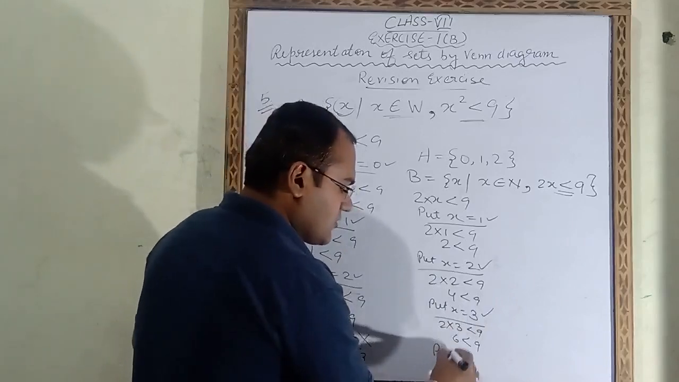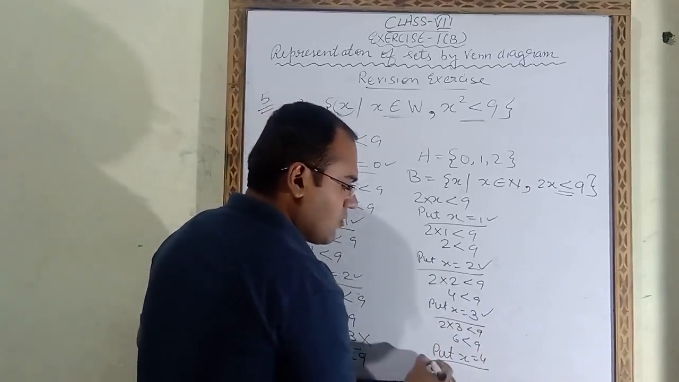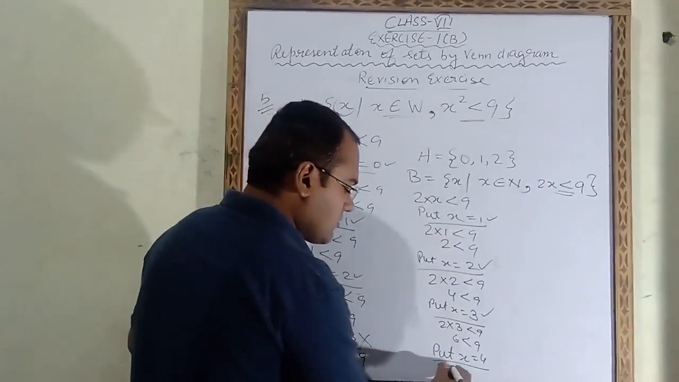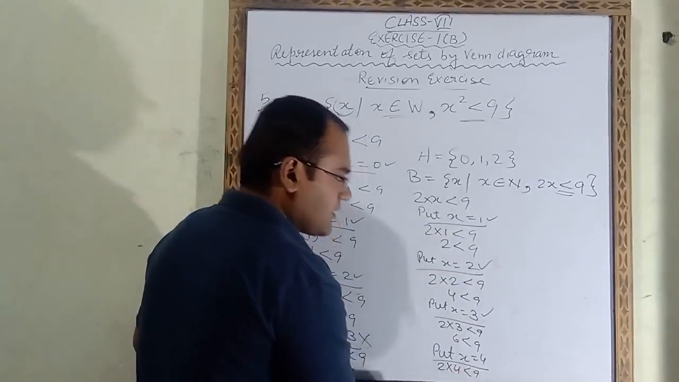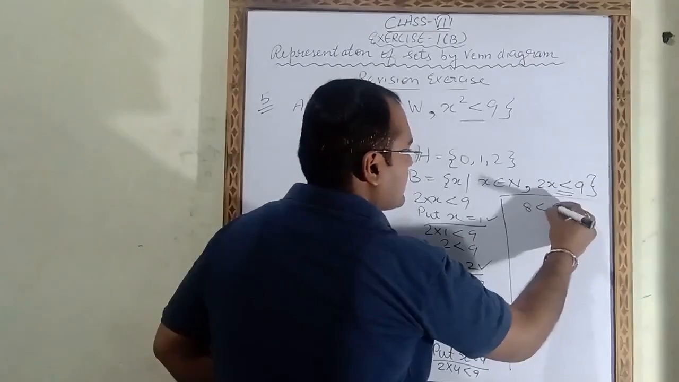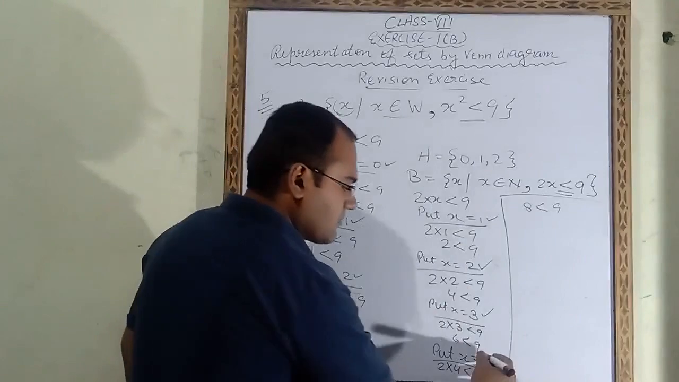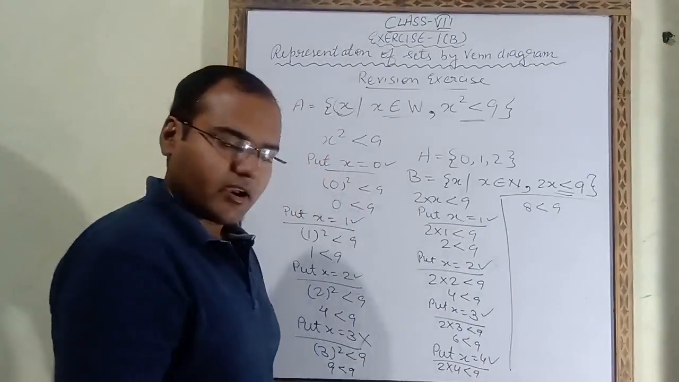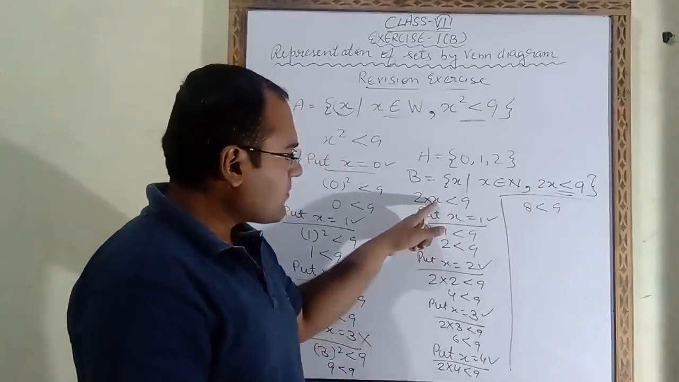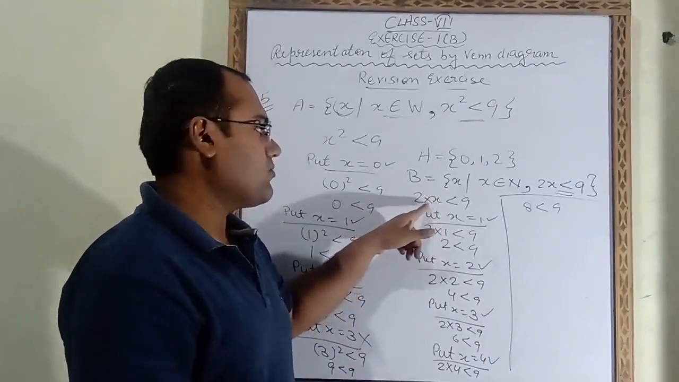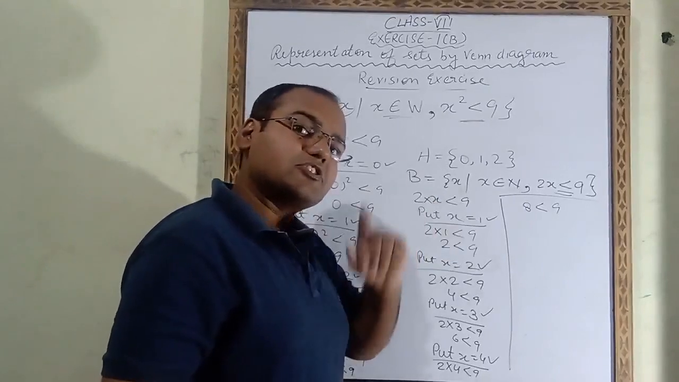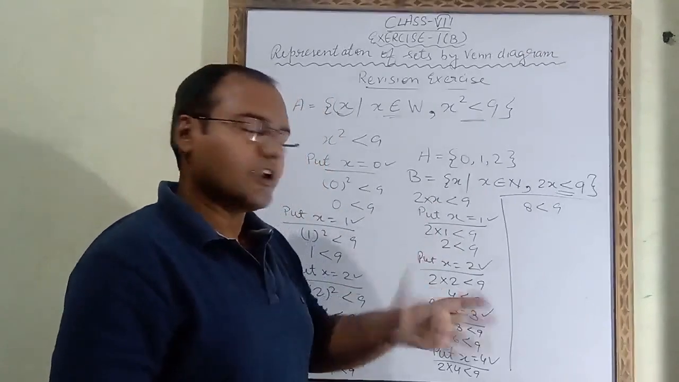Now put x is equal to 4. So here we have to put 4. 2 multiply 4 is less than 9. 8 is less than 9. Is this statement true? Yes. That means this x value is correct. Now after that we have to put x is equal to 5. When we put 5 here, answer will be 2 multiply 5, that means 10. 10 is less than 9. That statement will be wrong. So no need to solve it.